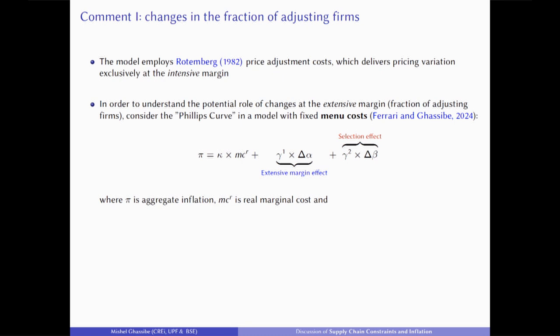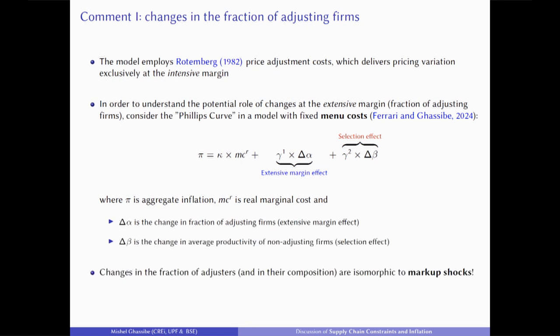And you have the selection effect, or the change in the composition of firms adjusting. So if firms that are adjusting are the ones that are adjusting by more, that acts similarly to an endogenous cost push shock. So crucially, these two effects, the extensive margin effect and the selection effect, are once again isomorphic to a markup shock, and this isomorphism with a markup shock holds even in a model without capacity constraints.